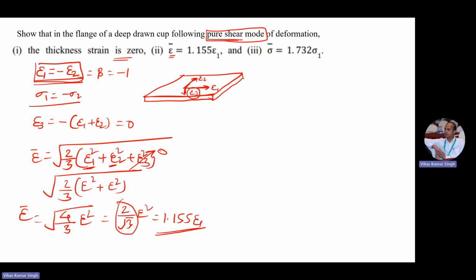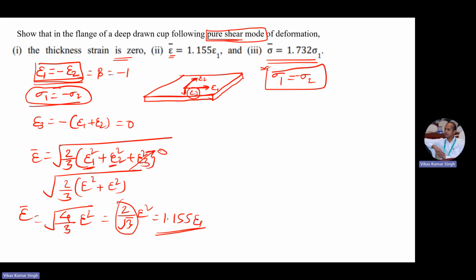Now, what will happen to the effective stress? I told you here already, we are writing sigma 1 equal to minus sigma 2. In case of stress, this is the condition for pure shear mode, and you can derive it from the von Mises criterion as well. The derivation is already done, so I'm not going into the derivation.